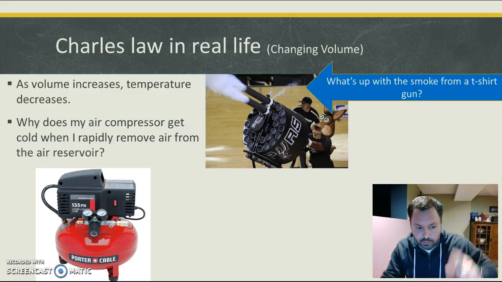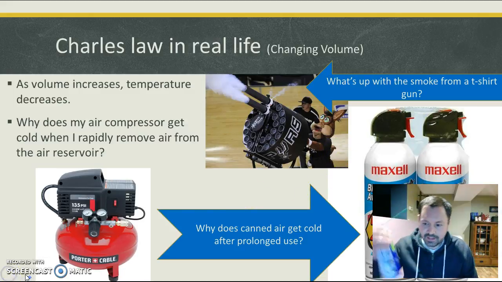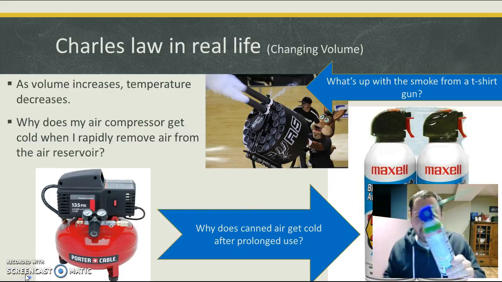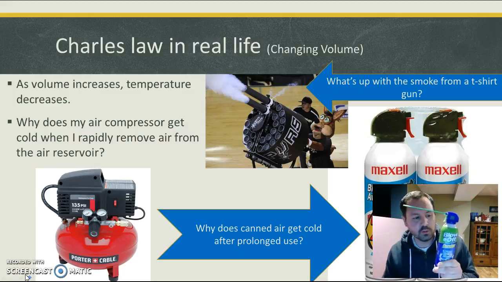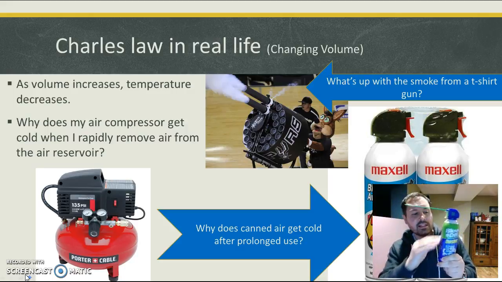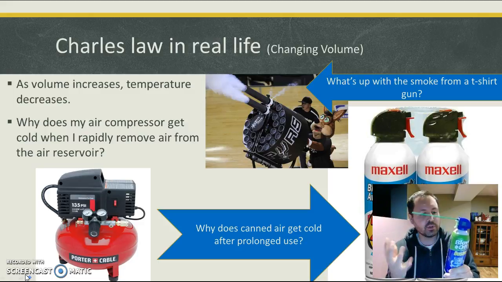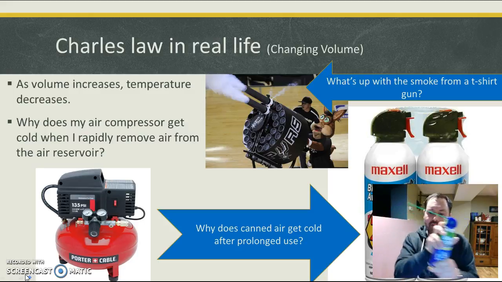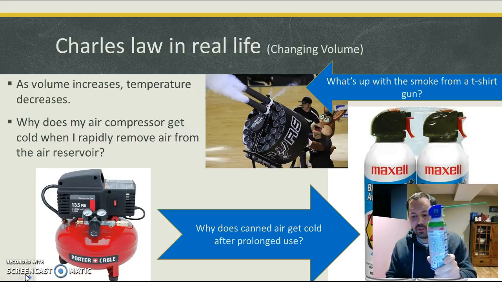Here's another good example. This stuff, actually, let me get some of this stuff. I found some. So I've got a certain volume of air, or whatever chemicals, in here. And if I release the volume of this very, very quickly, it actually lowers the temperature of the entire system. If I do that very quickly, it actually lowers the temperature.